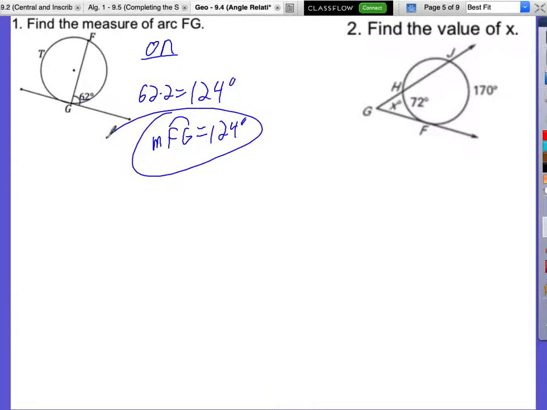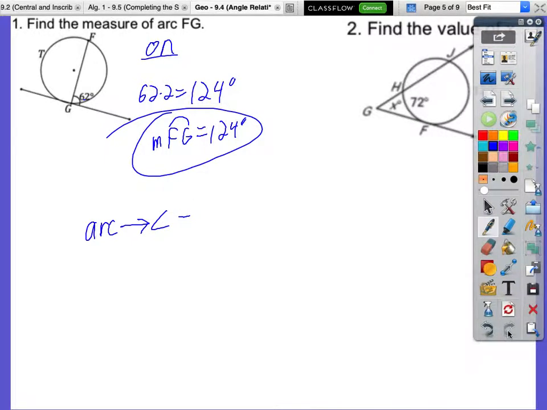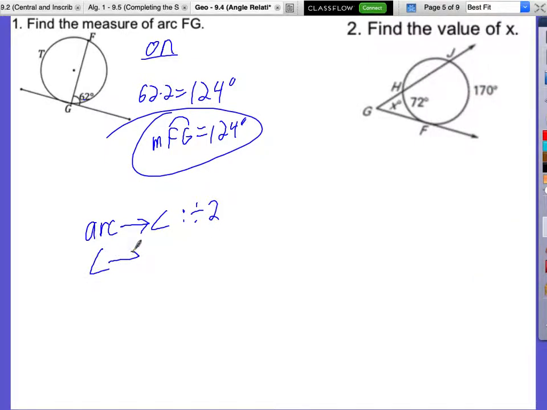Wait, how did you find that? I thought we had to divide. Multiply 62 by 2 because it's the same thing as an inscribed angle. So if you have the arc, you divide by 2 to get to the angle. So to go the other way, you undo the division. Let's think about it this way, Joseph. If you have the arc, to get to the angle, you divide by 2. But if you're going the other way, angle to arc, you gotta reverse that. Times by 2.